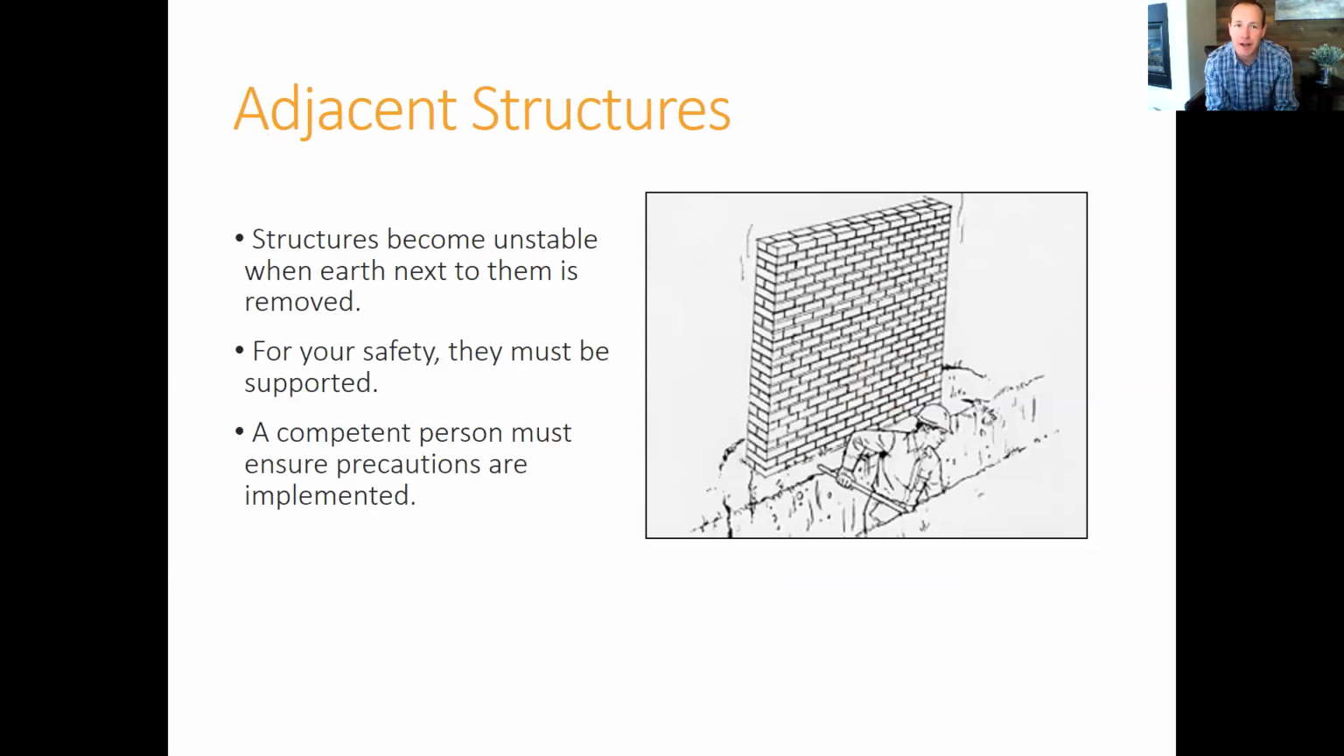Okay, and then we've got structures that could be close. Now, for those of you who are not engineers, you need to understand that there is a force put onto the ground by a structure. That's why we build footings. But from the bottom of the footing out 45 degrees, that structure is putting force onto the soil. So if you cut into that area of influence with your trench, you've got excess forces on your trench that can cause it to collapse.